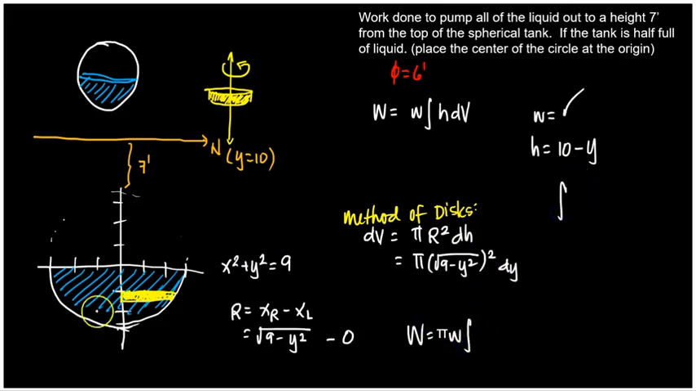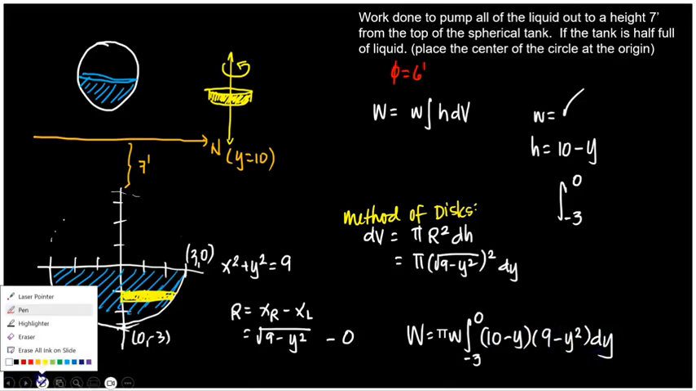Oh, we still haven't solved for the limits. The limits, since all of the liquid is pumped out, should be from -3 up to 0 because this point here is 0, -3. This is 3, 0. So that means since all of the liquid, -3 to 0, 10 minus y, and then this one becomes 9 minus y squared dy.